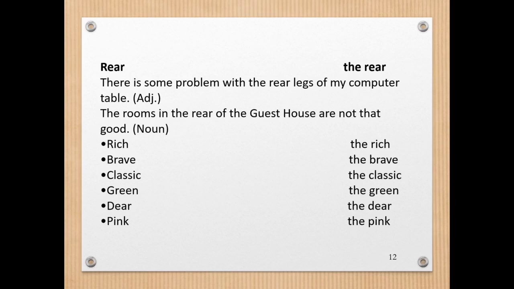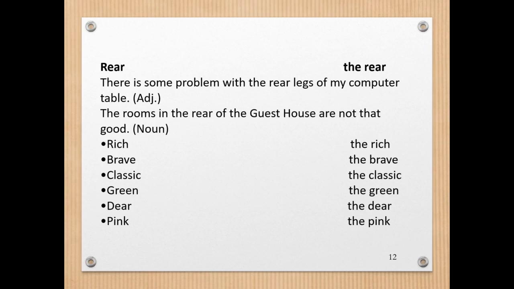Same way, you may have rich. The rich should help the poor. He's a rich man. Rich is an adjective, man is a noun. The rich. Brave, the brave. Classic, the classic. Or green, the green. Deer, the deer. Pink, the pink. So now you should understand, when you have the definite article added before these words, then you must be sure that this is a noun.